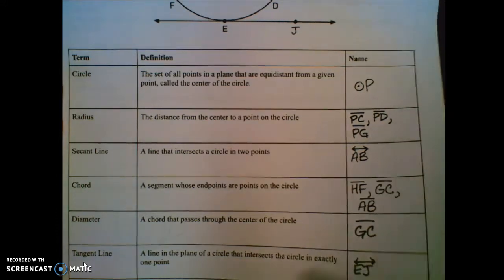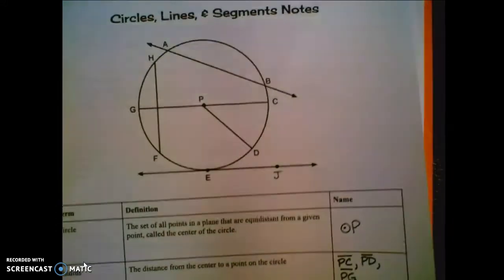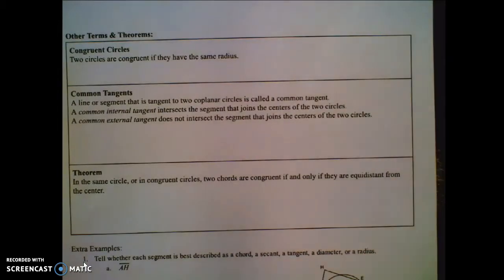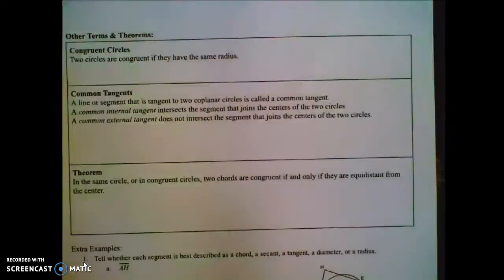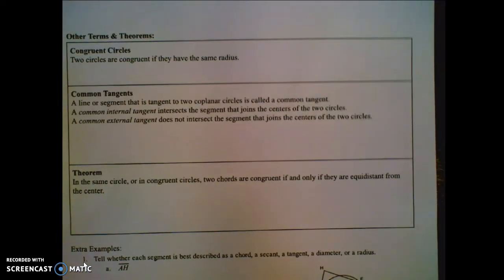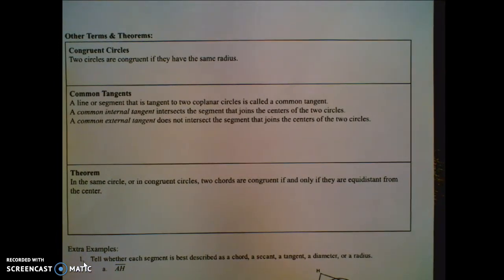All right, so let's go to the back of this set of notes then and look at 3 other definitions and theorems that we're going to be talking about in this section of notes. Get that out of the way here. And the first one we start off with is the definition of congruent circles. 2 circles are congruent if they have the same radius.